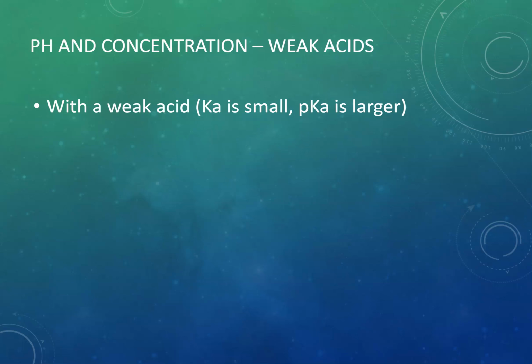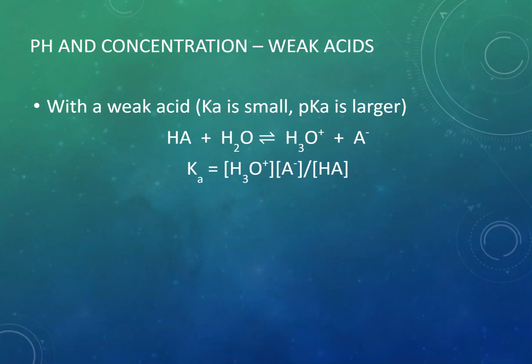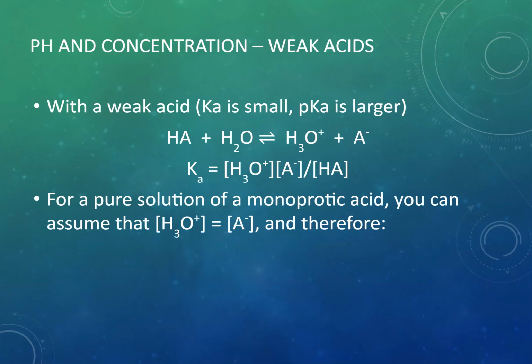when we have a weak acid, which has a small Ka, we have this expression. Okay, this is the expression that we're going to use to calculate our Ka. Now, if we have a pure solution of a weak acid, so all we've got is our weak acid and water, then we can make an assumption from this. We can assume that the concentration of our hydronium ion and the concentration of our anion, A-, will be equal. Because there's nothing else in that system, and it's a 1-to-1 ratio.